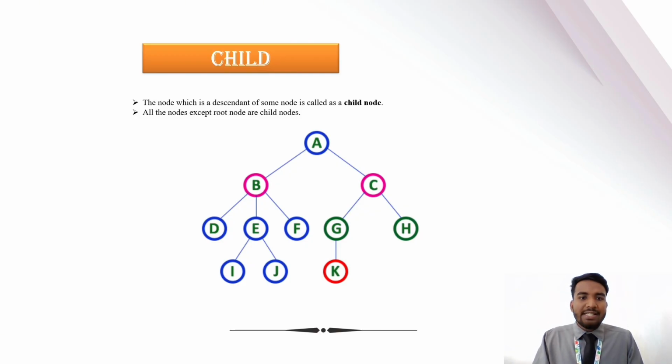The node which is a descendant of some node is called a child node, and all the nodes except the root node are child nodes. B and C, these are child nodes because these have a parent node A, but we cannot call this node a child node because this node has no parent node, and this is the root node. In the same way, we call this node D, E, F. These are also children because these have a parent node B.